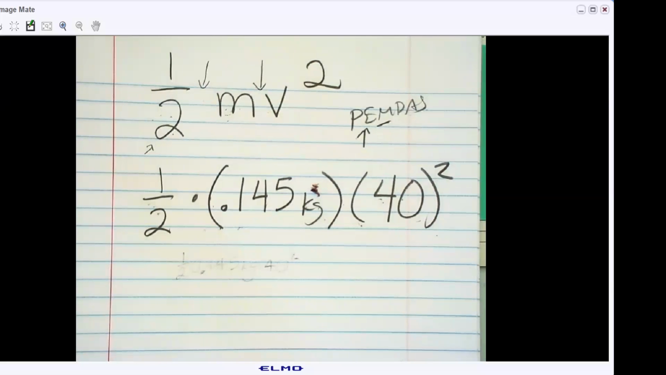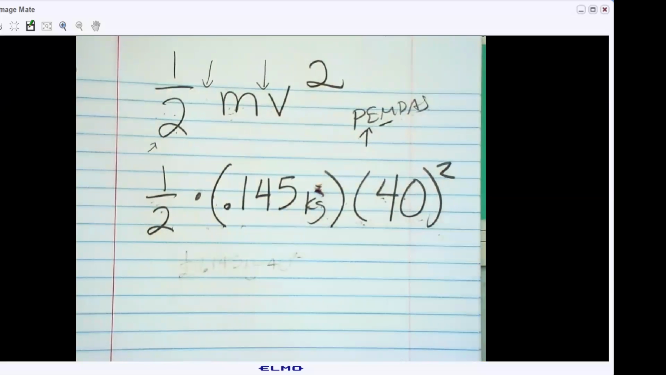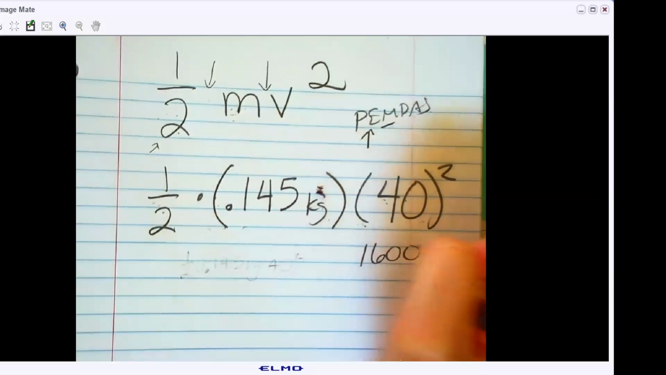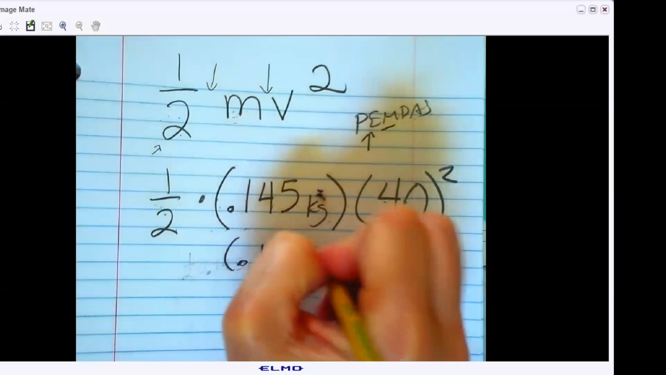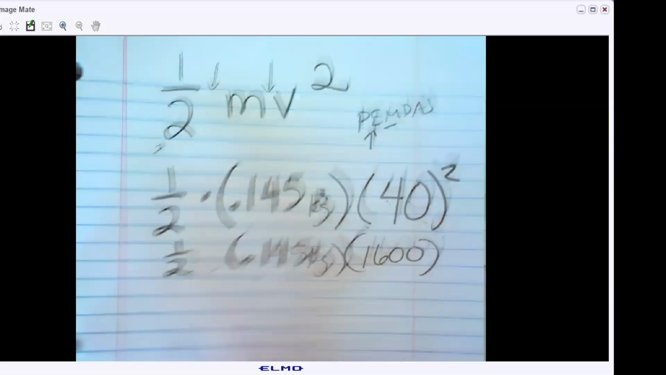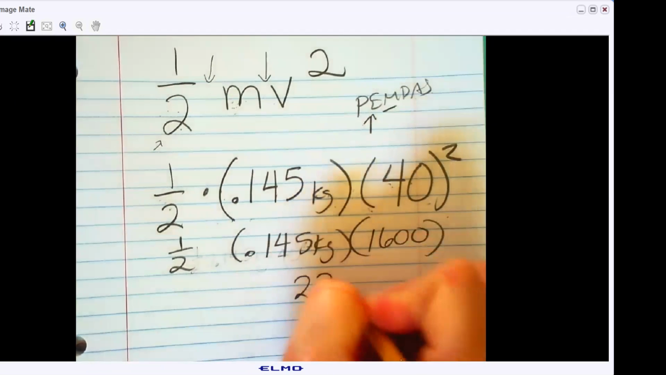Okay, wait, we aren't done with the problem. No, we're not done with the problem. We still have to do all that math. So 40 squared. Mrs. Kirby is getting her calculator out because that's fun. 40 times 40 is 1,600 times 0.145 kilograms, and I'm taking 1/2 of that. Okay, so we have 1,600 times 0.145, and we're going to get 232.